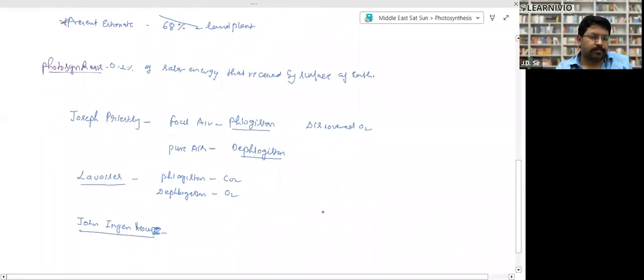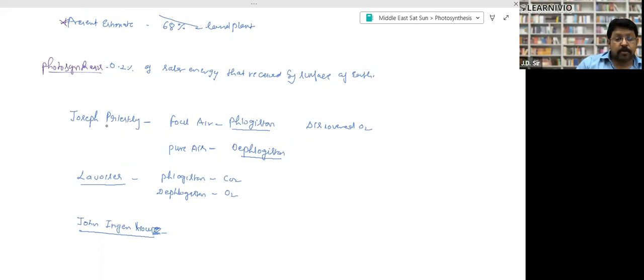Now come to here. The names of these scientists are also important, right? Joseph Priestley discovered oxygen, O2, right? Joseph Priestley said that plants have the property to convert foul air into pure air. For foul air, he used the term phlogiston, and for pure air, dephlogiston, right? Phlogiston and dephlogiston have been asked.